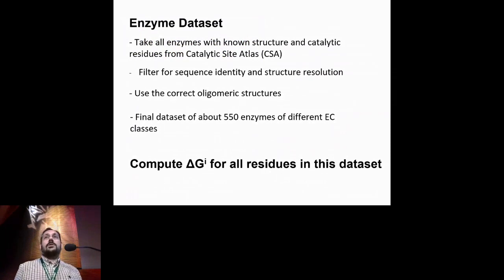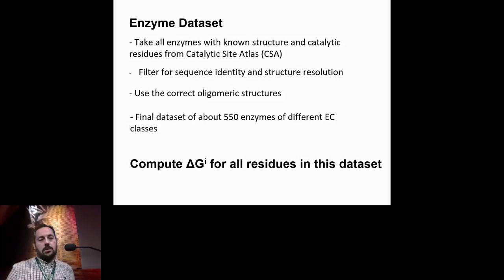So, of course, we start by creating an enzyme data set. We start by taking all the enzymes with known structure and known catalytic residues from the Catalytic Site Atlas, and then we filter for sequence ID and for structure resolution, and we also check the correct oligomeric structure that was not annotated in the Catalytic Site Atlas. And finally, we end up with about 550 enzymes with different EC classes. And then we apply Swotain to this data set by computing the delta GE for all the residues of all the enzymes in this data set.